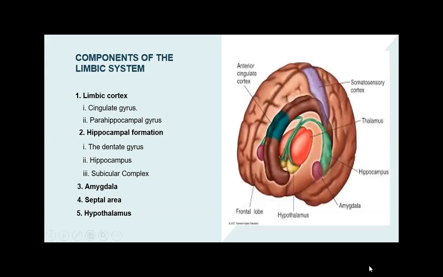Now, the components of the limbic system. The limbic system consists of cortical structures and subcortical structures. The cortical structures are the limbic cortex and the hippocampal formation. The subcortical structures are the amygdala, septal area, and hypothalamus. The limbic cortex is divided into two: the cingulate gyrus and the parahippocampal gyrus. The hippocampal formation is divided into three: the dentate gyrus, the hippocampus, and the subicular complex.